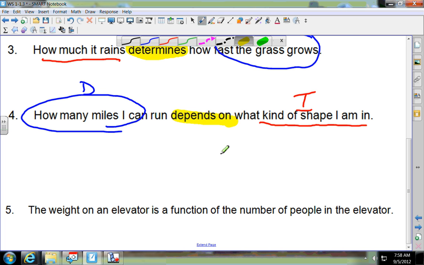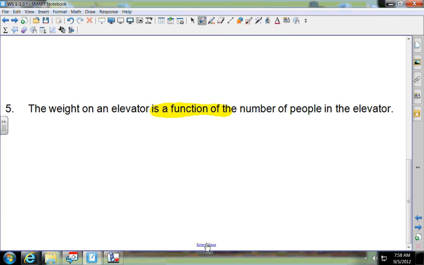This is the phrase, though, down here that messes people up. It says the weight on the elevator is a function of the number of people on the elevator. Guys, sometimes when you see function of, sometimes it's easier to write depends on above it. Especially if you remember that these two things mean the same thing, because function of doesn't seem to make much sense to what we think in our own life. It says the weight on the elevator is a function of the number of people in the elevator.